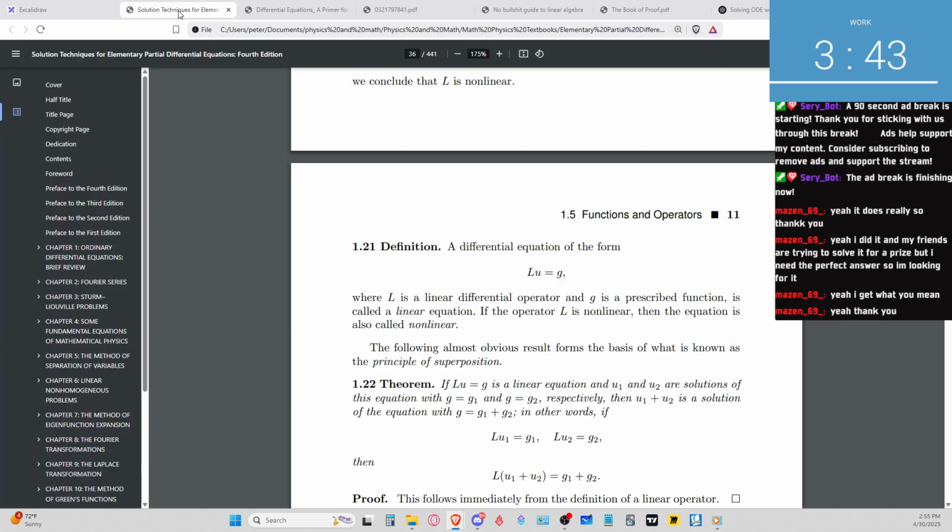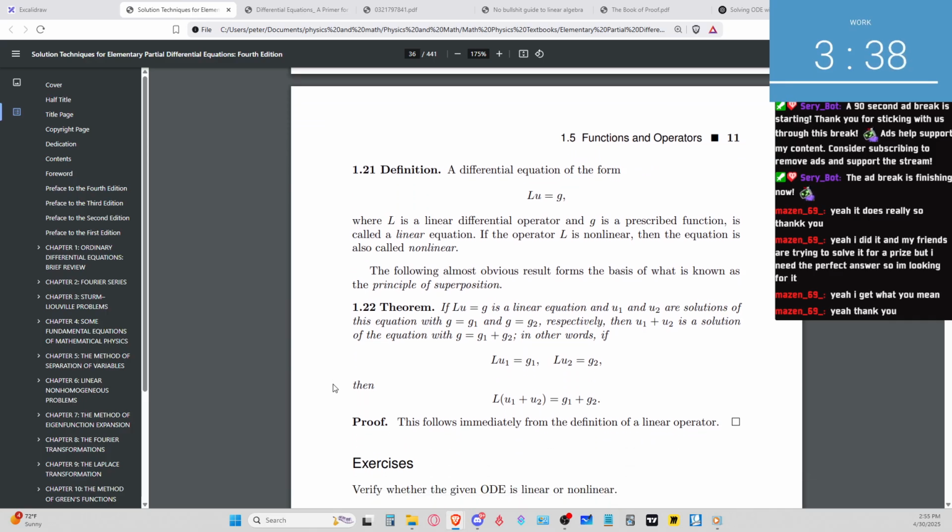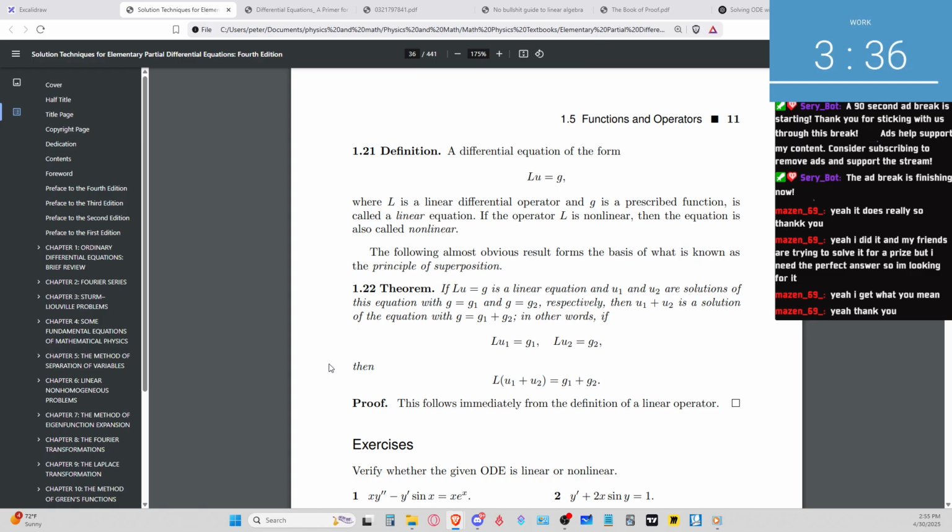Leave that in our back pocket for now. Let's read more about these things. A differential equation of the form L U equals G, where L is a linear differential operator and G is a prescribed function, is called a linear equation. If the operator L is nonlinear, then the equation is called nonlinear.